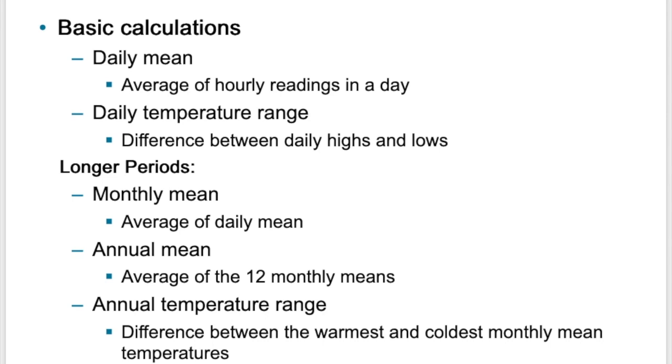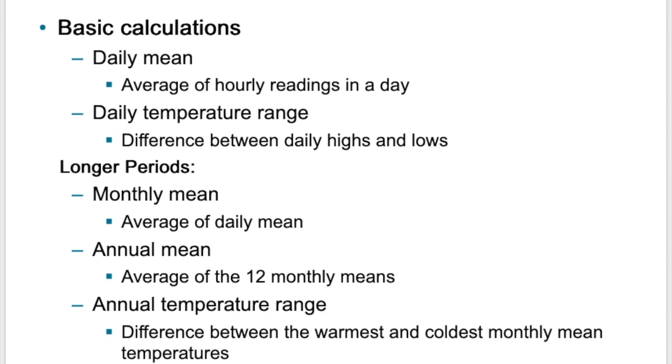Well, a location's daily mean temperature is determined by averaging the 24 hourly readings, or by adding the maximum and minimum temperatures for a 24-hour period and dividing by 2. Whereas the daily temperature range is the difference between the daily highs and lows. For the daily temperature range, you will be subtracting the lowest temperature of that day from the highest temperature of that day.